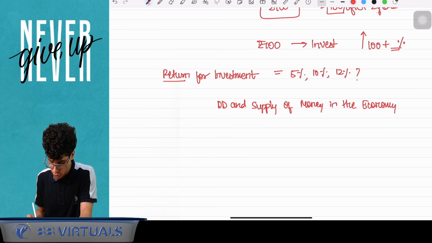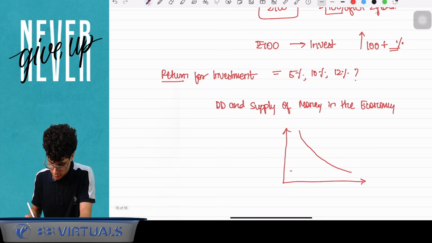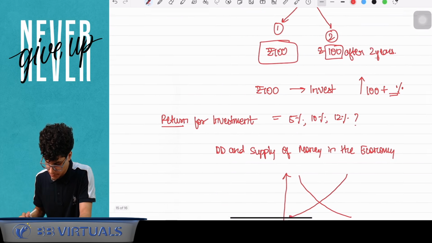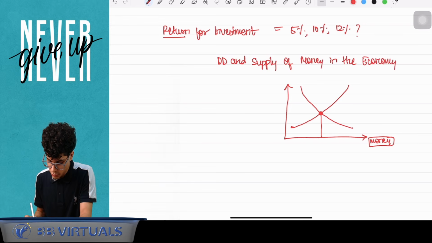ठीक है, so if we take this as the economy, this is the demand curve and this is the supply curve, and we are taking money. ठीक है सर, money is the point of contact over here that we're talking about. So here wherever it falls, this would be known as the equilibrium interest rate.